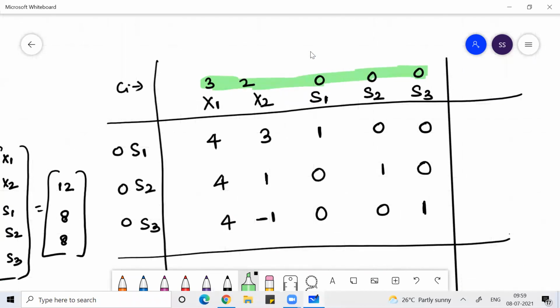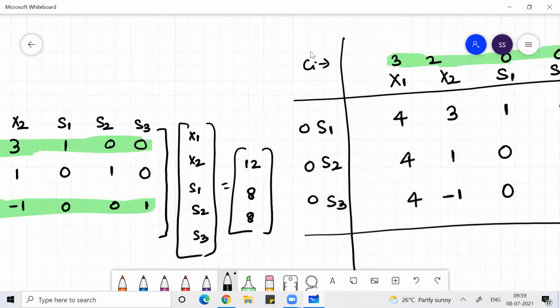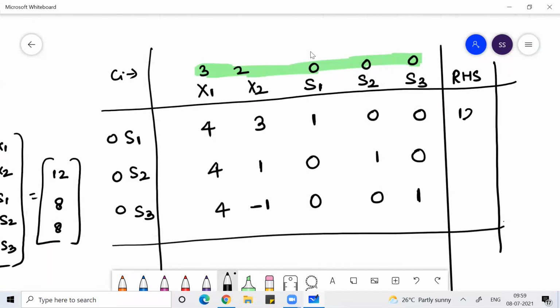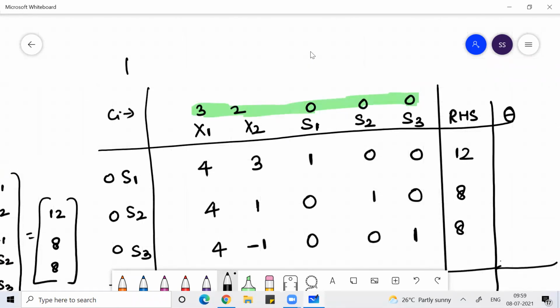Then you get this now. You can write RHS. What is your RHS? Your RHS here is basically 1288. Theta we'll find later on. Fine. So many books call this an initial table.